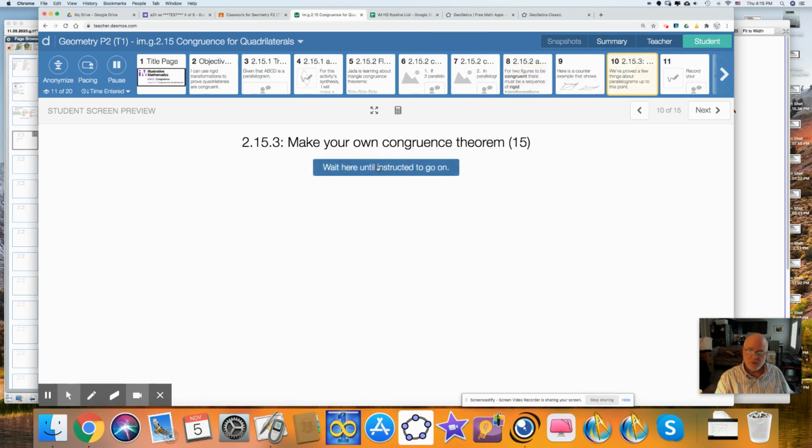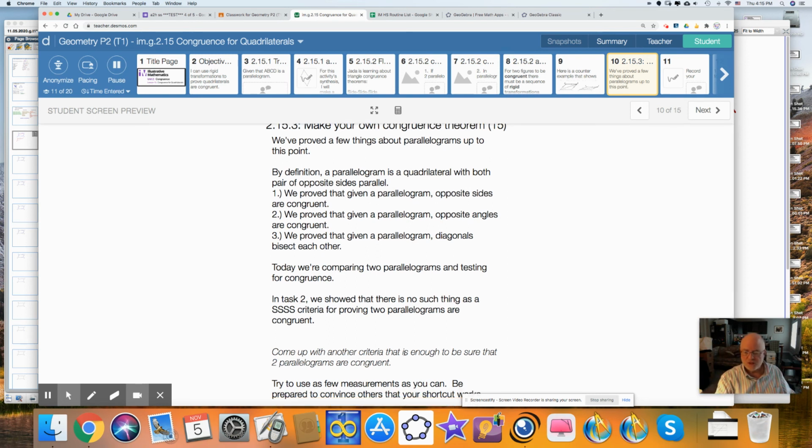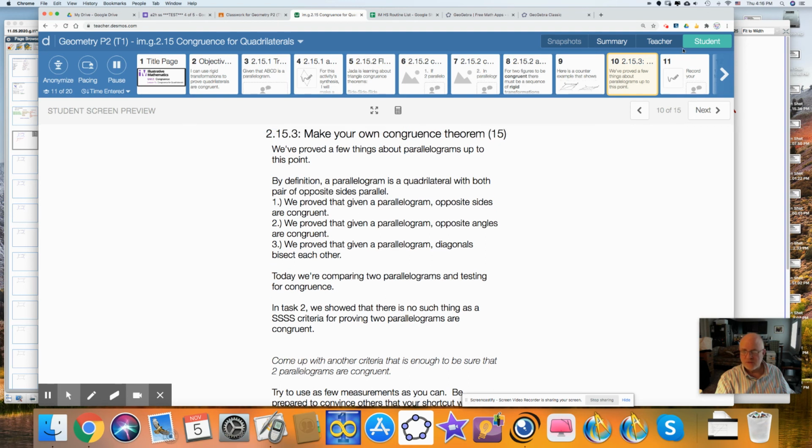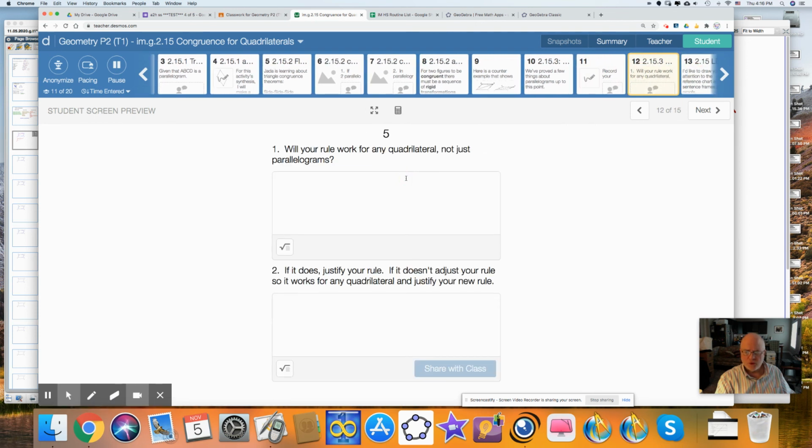In page 10, you were supposed to come up with your own shortcuts. Now, parallelograms, we've proved things about parallelograms. We've also proved things comparing two triangles, the shortcuts to prove one triangle is congruent to another. And the task was to come up with your own criteria that's enough to be sure that two parallelograms are congruent. And I would give you lots and lots of time, 15 minutes to talk about this. You could record your work here. If you wanted to do more, you could do more by going on with this.